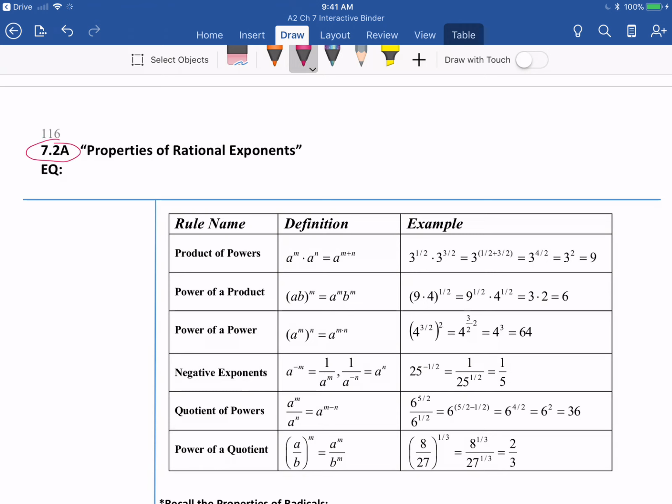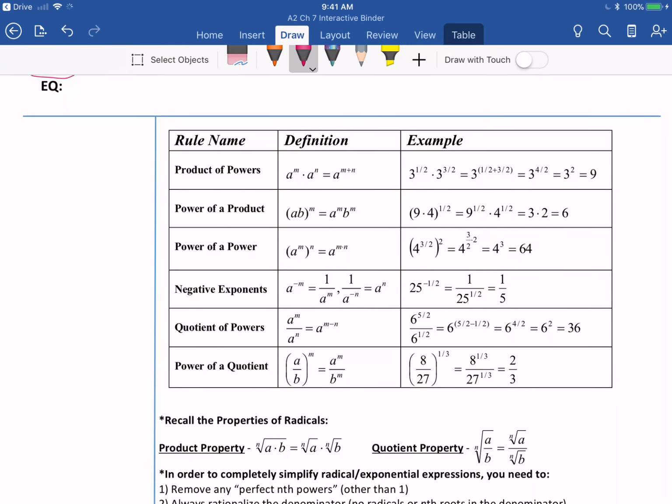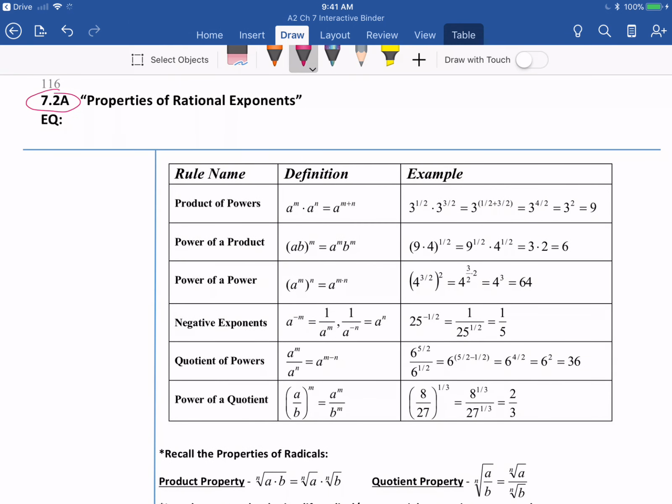Alright, today we're looking at properties of rational exponents, and this grid right here you've seen before, and we've talked about before, this grid of properties of exponents. We've looked at these before, but now we're really just doing it with these rational exponents, these fraction exponents. Alright, awesome.